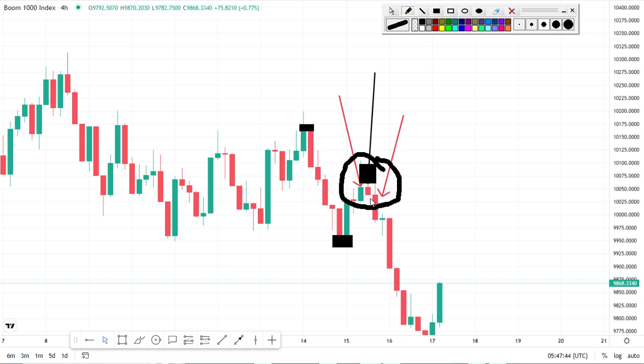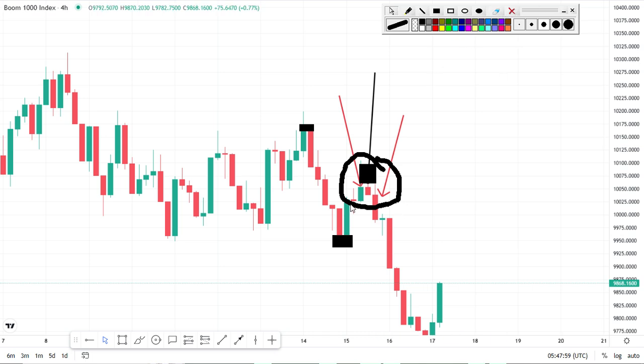So this one for me is a valid one, rather than this one. I hope you get this concept now. You don't just enter because you have seen this pattern, but you need to know where it's forming.